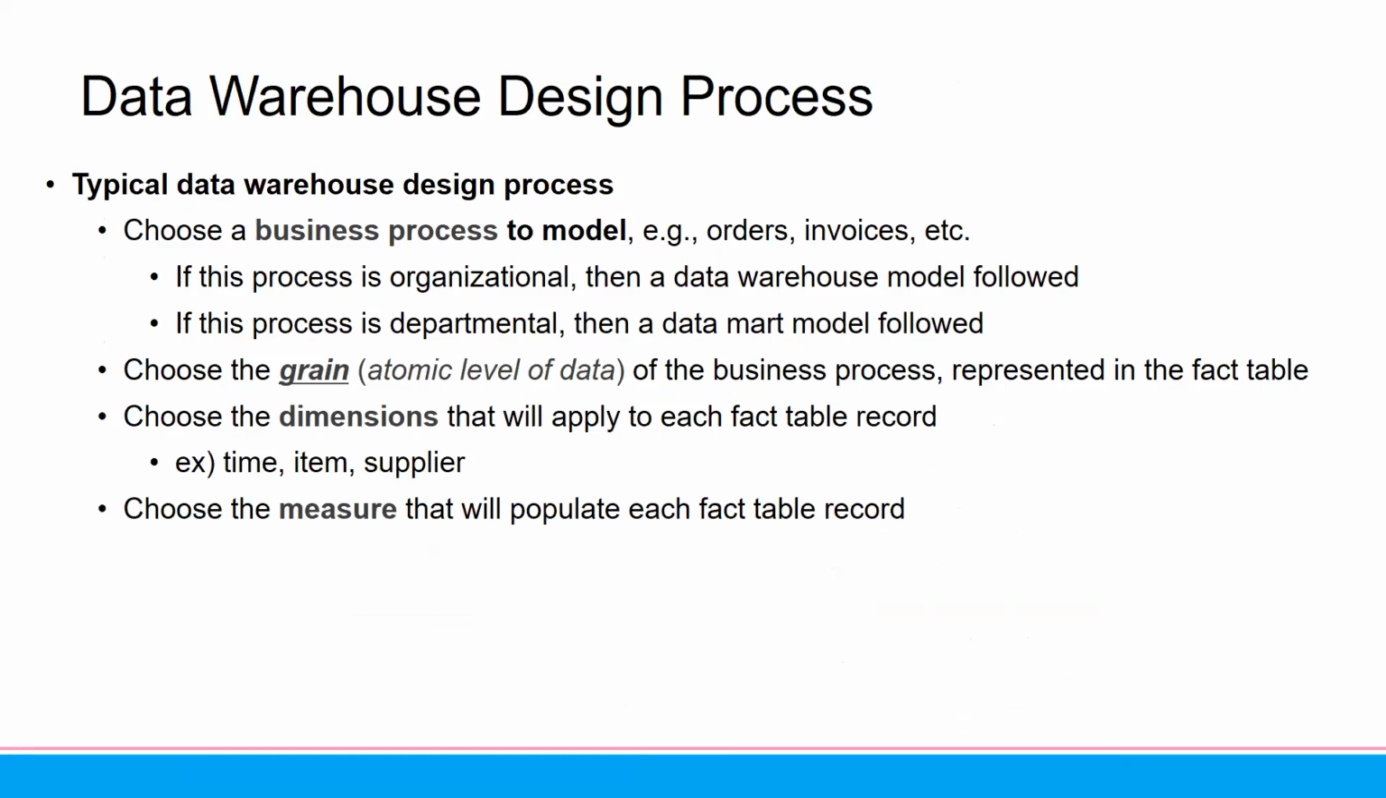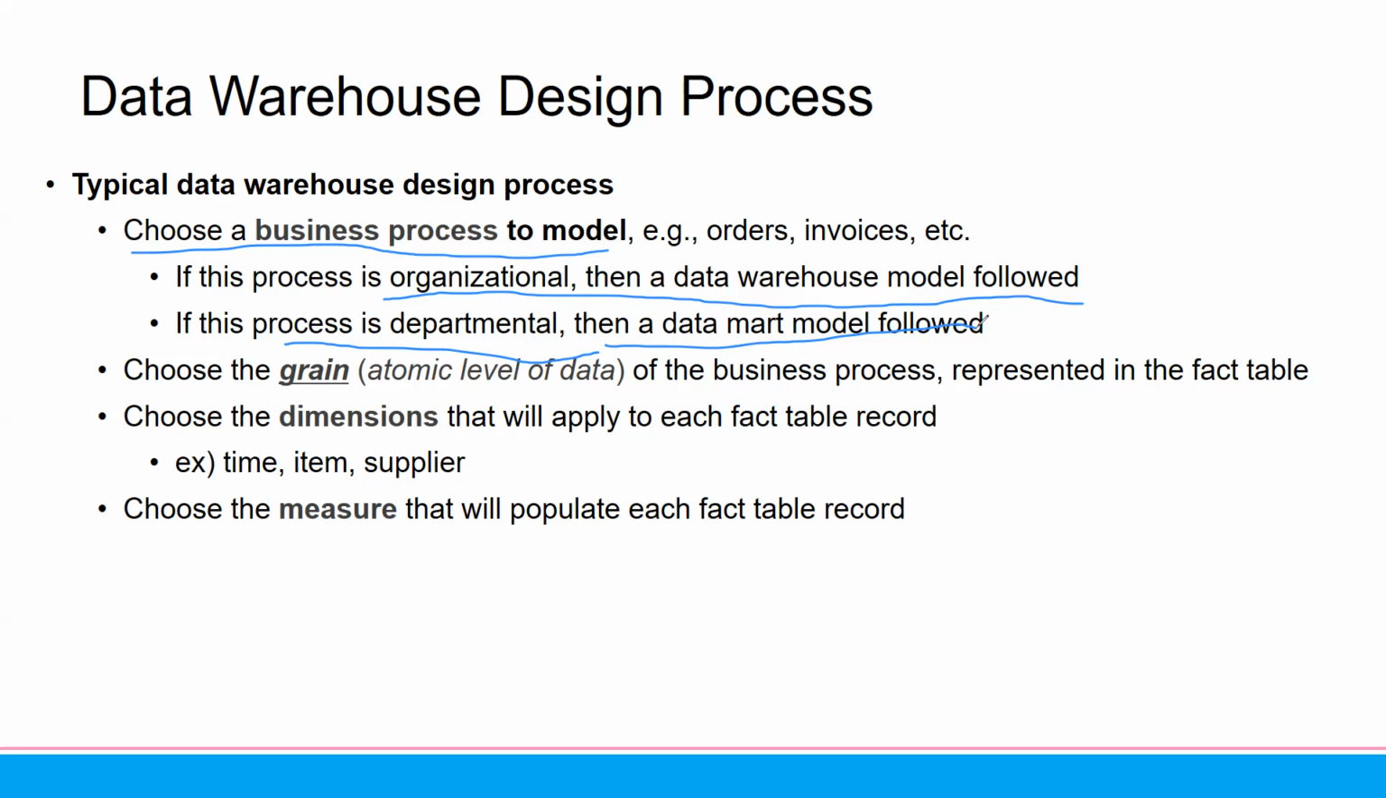The typical data warehouse design process is like this. First, you need to choose the business process model. What kind of process? Let's say orders, invoice. If this process is organizational, then a data warehouse model follows. If this process is departmental, so only one department does this, then a data mart model follows. The information system team usually will follow this, depending on your organization and depending on your department.